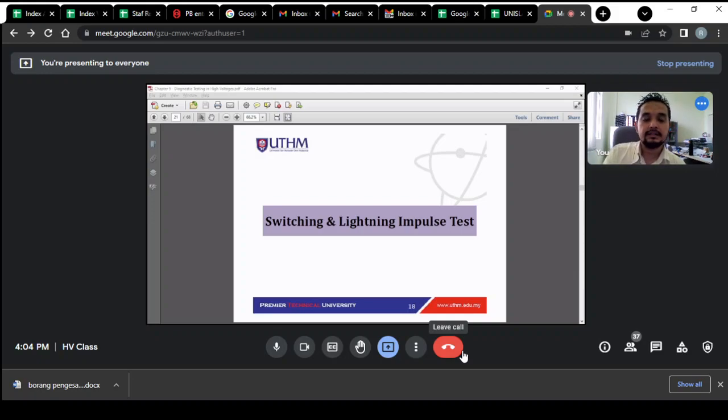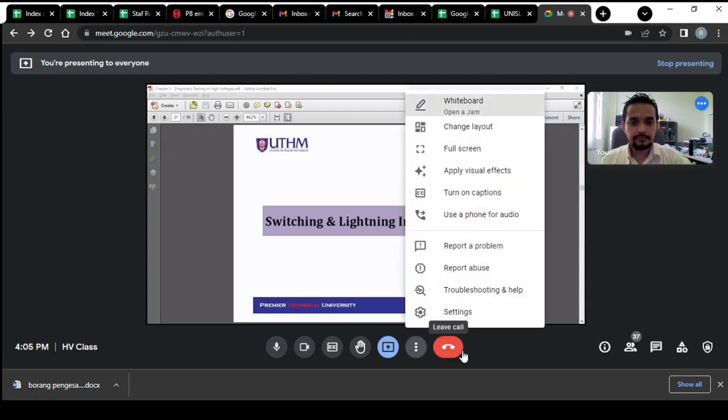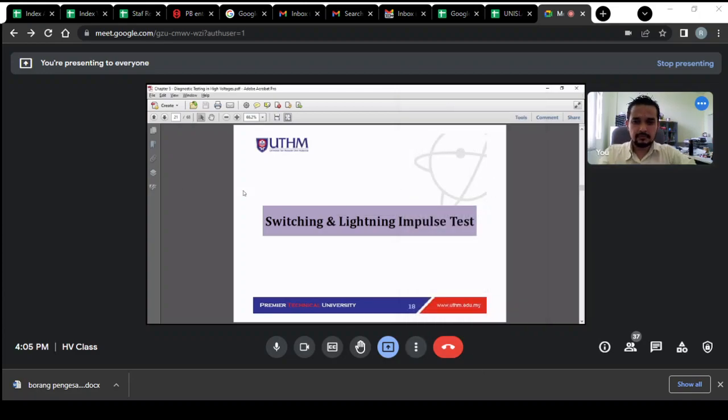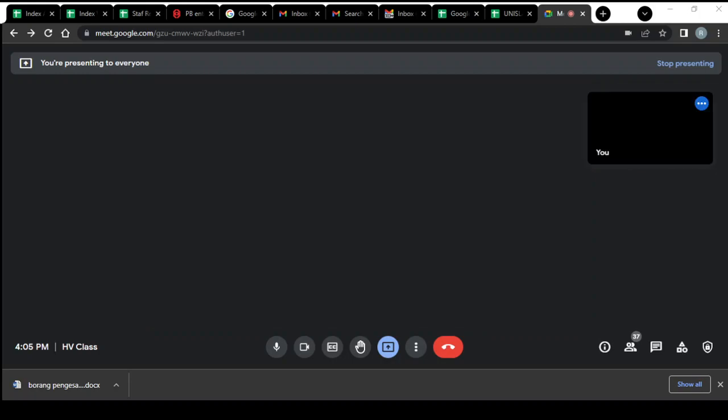Natural phenomenon. So how are we going to differentiate between switching and lightning in terms of impulse test? The only way we differentiate them is by looking at the waveforms. Then only can we tell whether this is a switching or a lightning impulse test. Alright. Okay, switching and lightning.